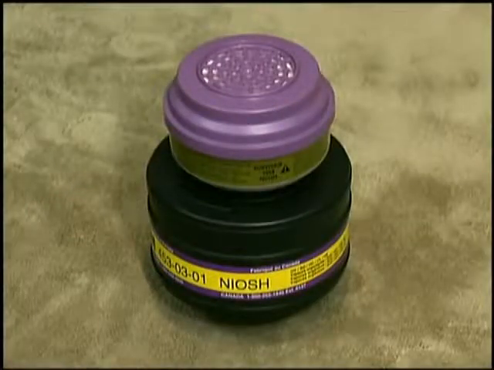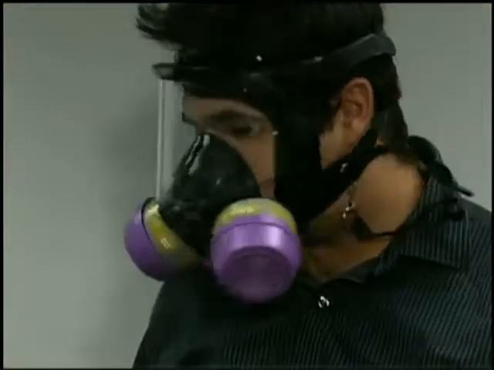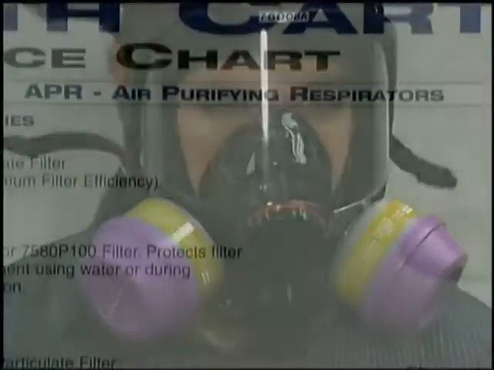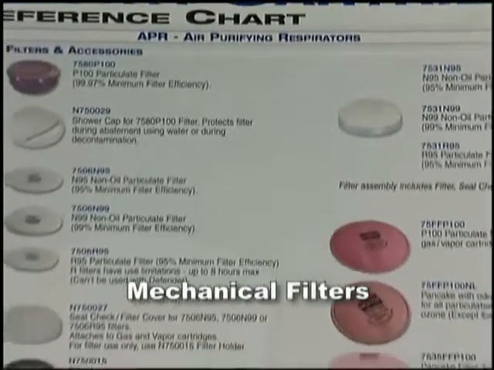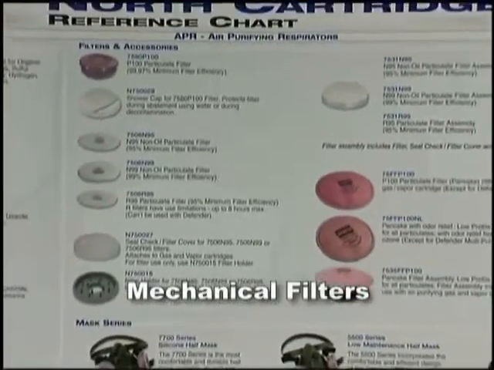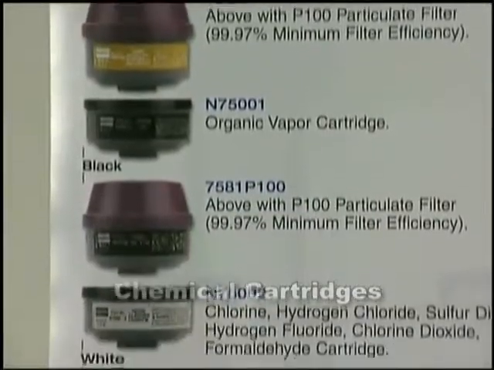Some cartridges may also be stacked and used in combination when more than one contaminant is present. Ensure that both sides are changed together. There are two basic types of filters. Mechanical filters collect solid particles like dust, fumes, or mists. Chemical cartridges collect gases or vapors.